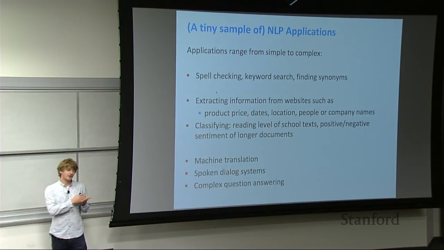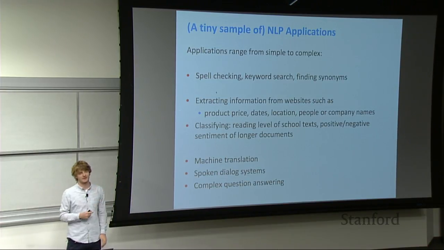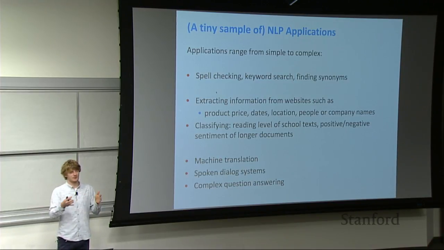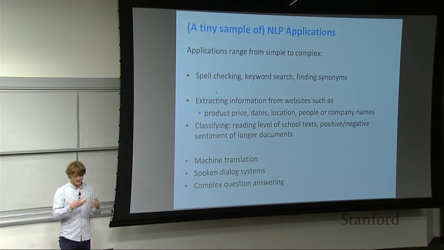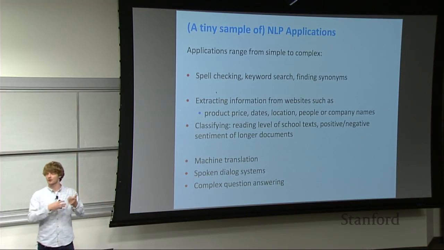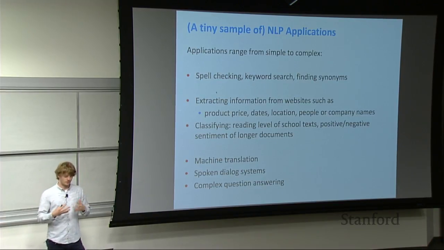There will be a lot of different kinds of applications, and in many ways you'll be able to map these applications to these different linguistic levels. They start with the simplest thing that you can do on single words: spell checking, keyword search, finding synonyms, things where you just need to look at a single word and something useful happens.